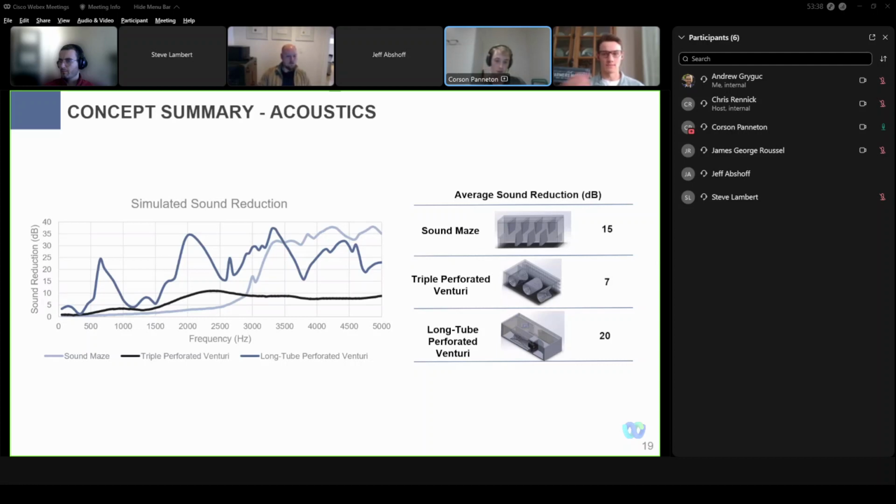And so we saw here that really the long tube perforated venturi tube, based on the ANSYS simulation results, had a lot better performance in the low end of our targeted frequency, which is the entire frequency shown here, and that the other two concepts showed pretty low performance. And then this was also supplemented with some experimental tests that showed the same results.